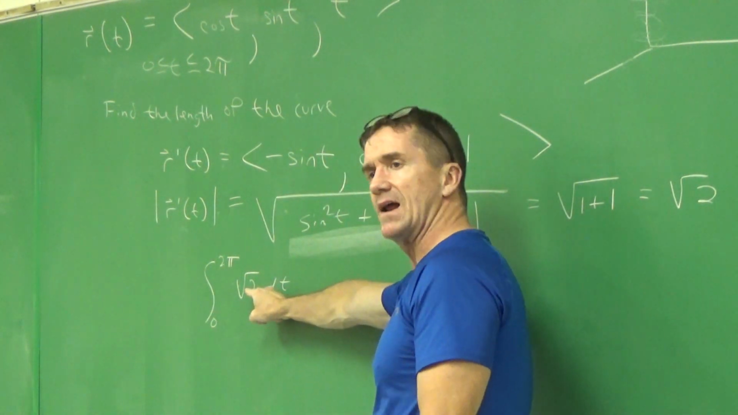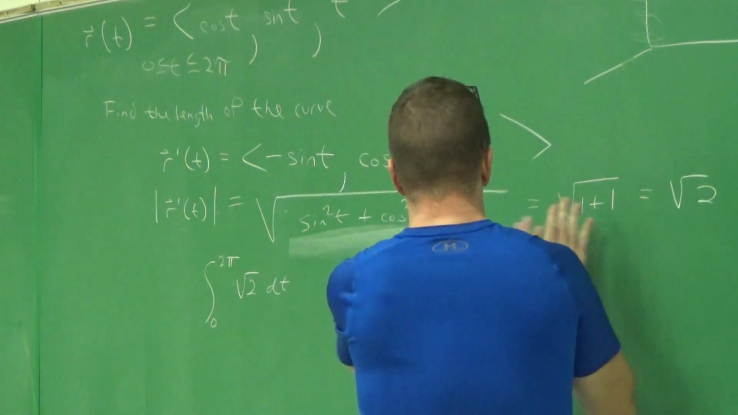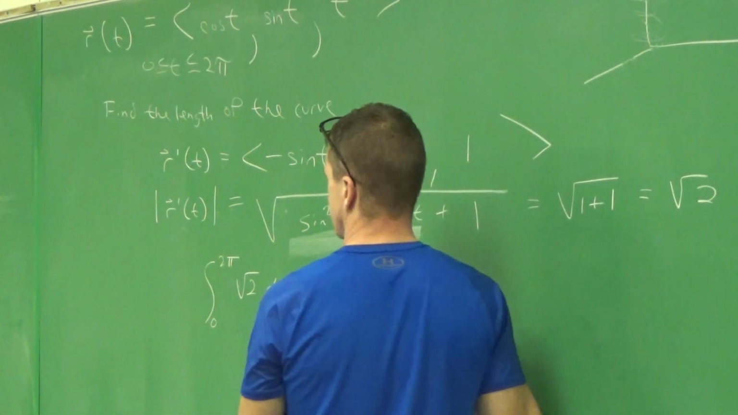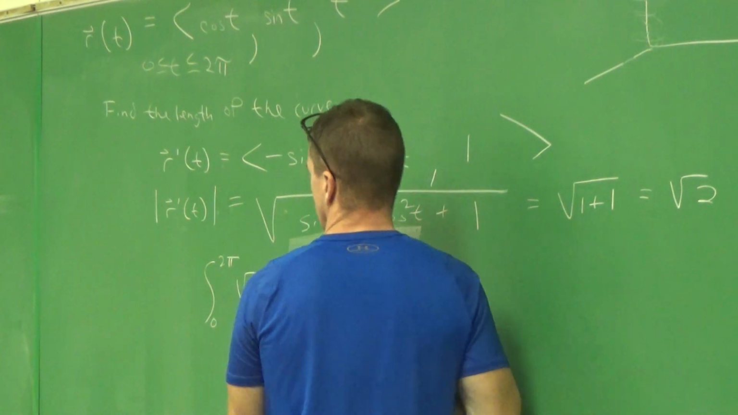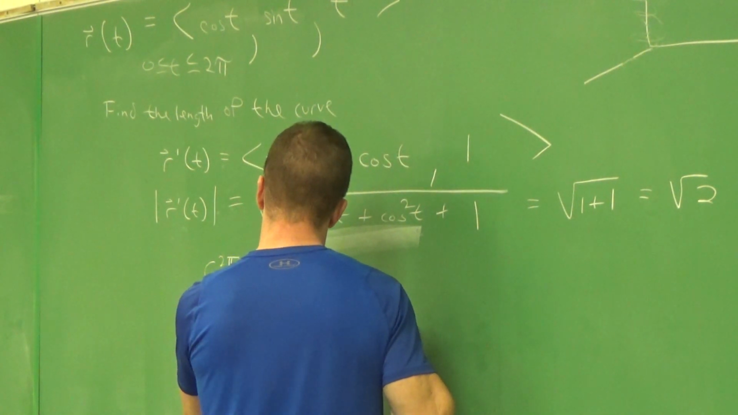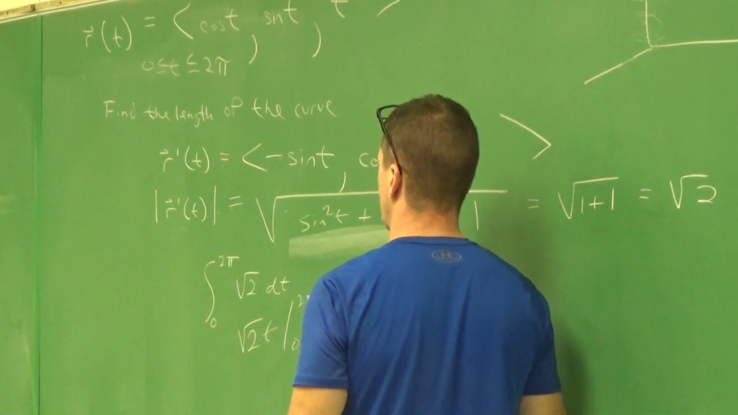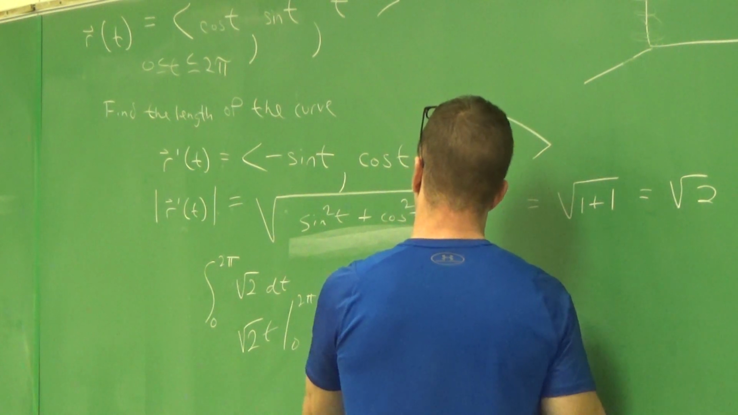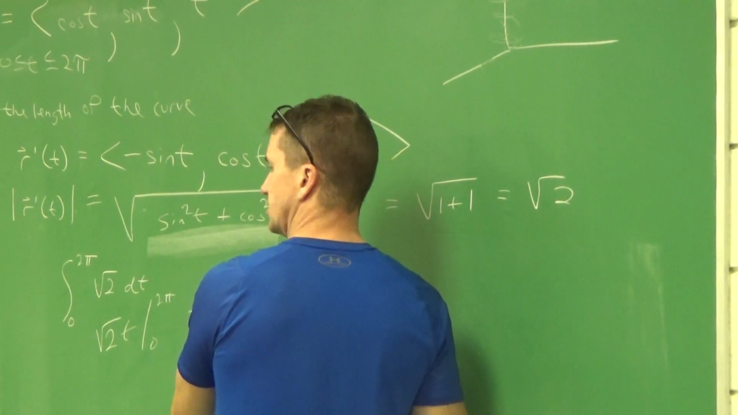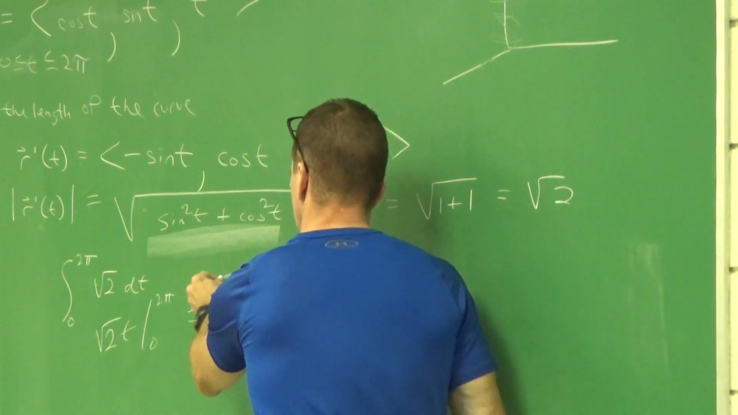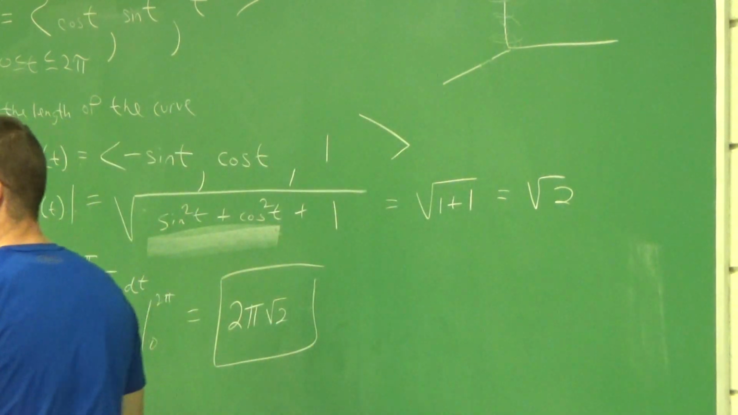You know, when you deal with radicals, sometimes they can be neat. I got neat. Other times, you get an expression that we can't just manipulate to solve. What's the integral of square root of 2? Square root of 2 t, going from 0 to 2 pi. Okay, 2 pi times square root of 2, minus, you plug in a 0 and you just get 0, so I wouldn't even write that. There's the length.